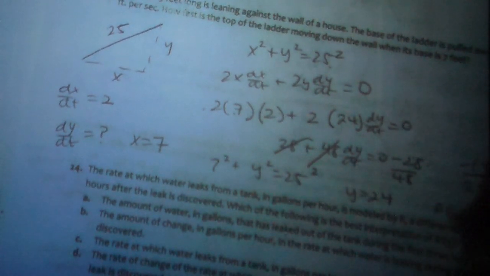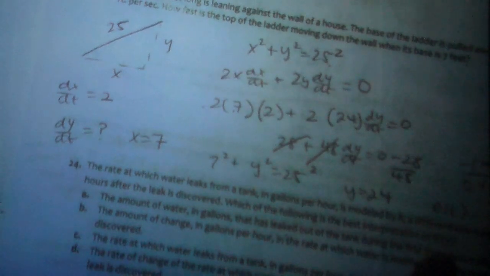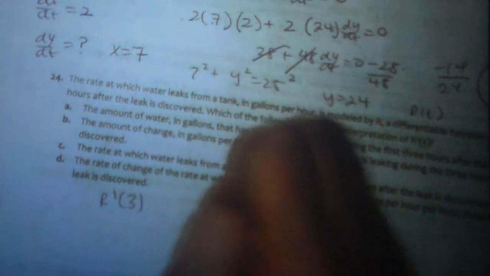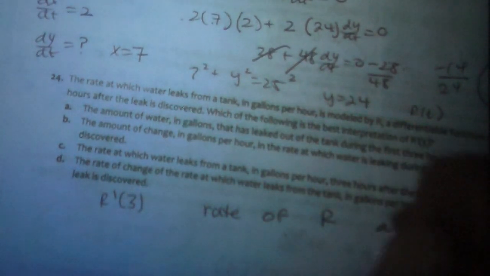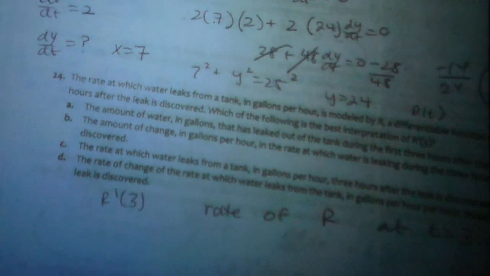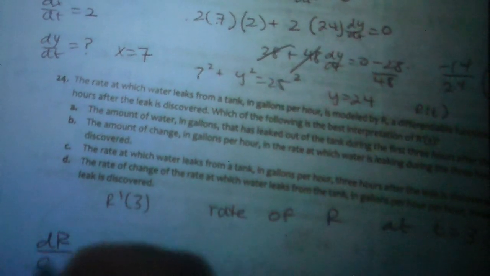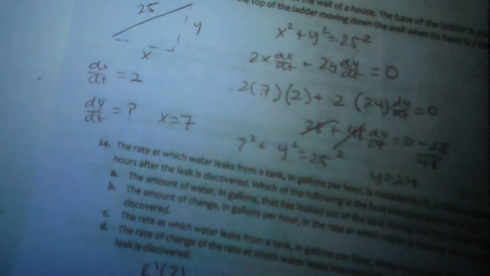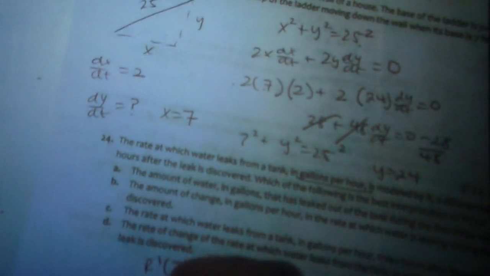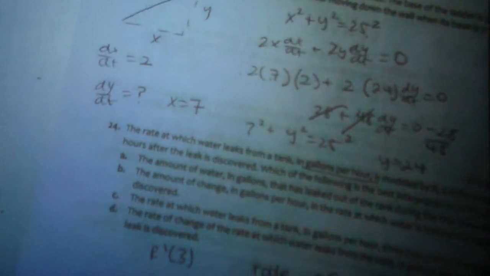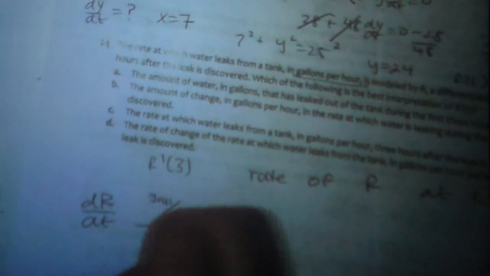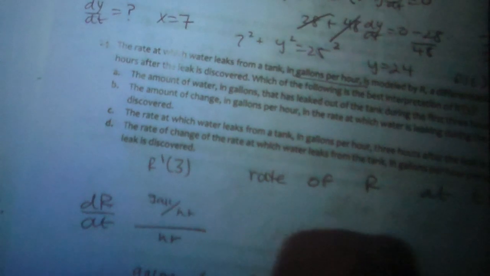The rate at which water leaks from a tank in gallons per hour is modeled by r, a differentiable function of the number of hours. So this is r of t. Which of the following is the best interpretation of r prime of 3? So r prime of 3 is the rate of r at, this one's a function of time, so at t equals 3. Let's think of our units. That would be dr/dt. The r is measured in gallons per hour, so that's gallons per hour, divided by time, which is hours.